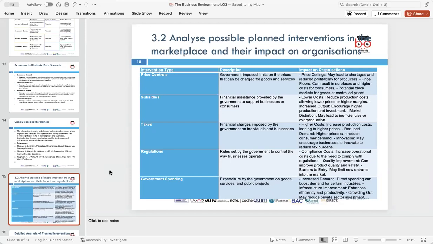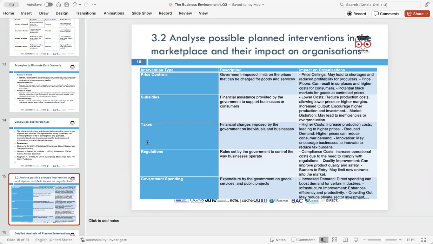Price floors: setting a minimum price above the equilibrium can lead to a surplus. For example, minimum wage laws increase labor costs, which can lead to unemployment if businesses cannot afford to pay the higher wages. Subsidies, descriptions.